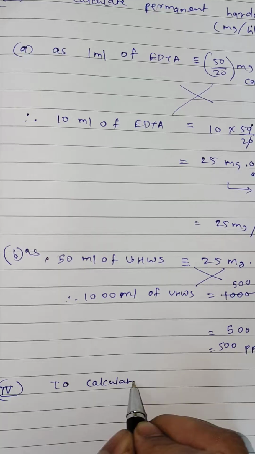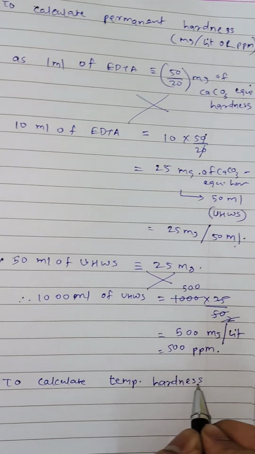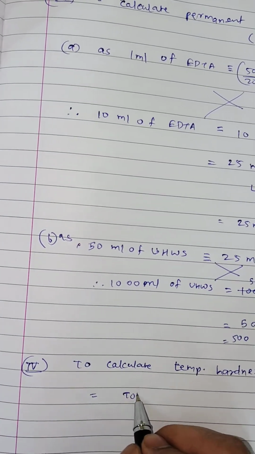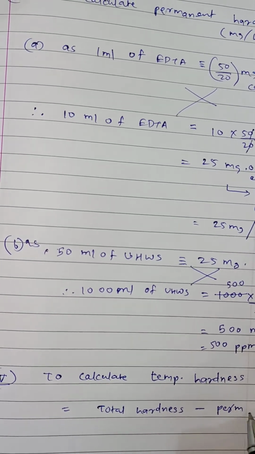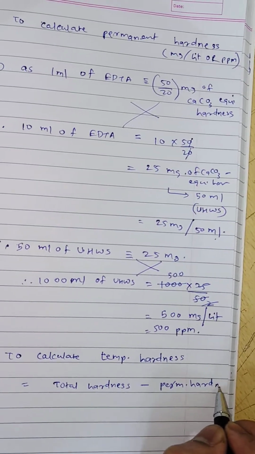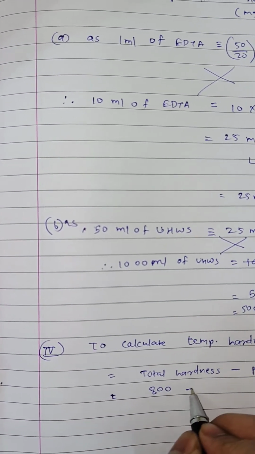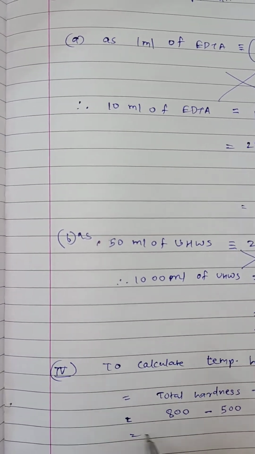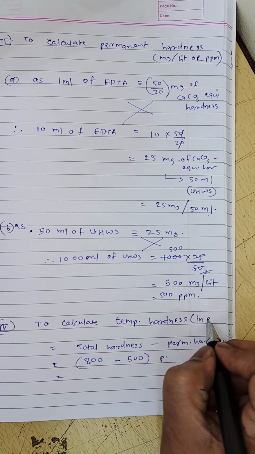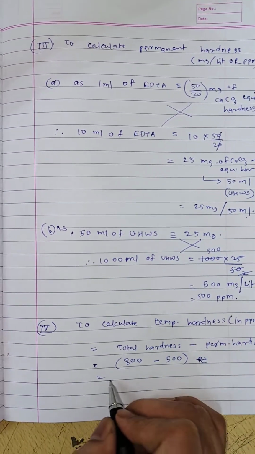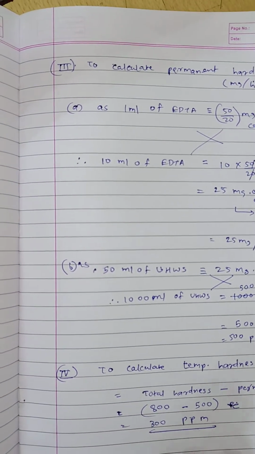Okay, so you can write now part number 4. To calculate temporary hardness. So temporary hardness will be what? Total hardness minus permanent hardness. So what is that? 800 minus 500. Obviously this is ppm, you can write here itself. Okay, so this will be 300 ppm.